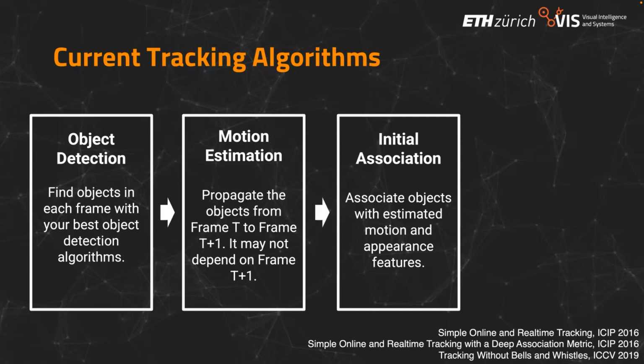And after we have propagated the object into the new frame, we usually perform some initial association, basically by aggregating the motion information and appearance information together. The appearance information is also very simple.